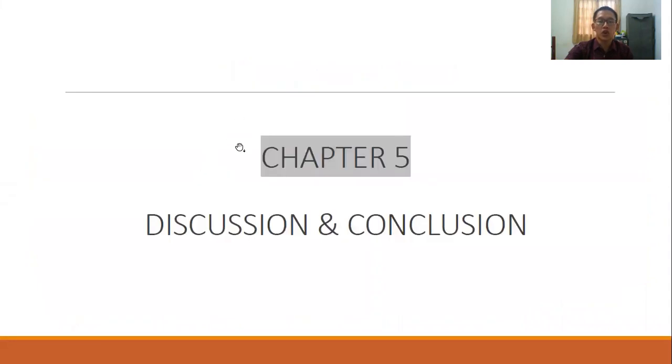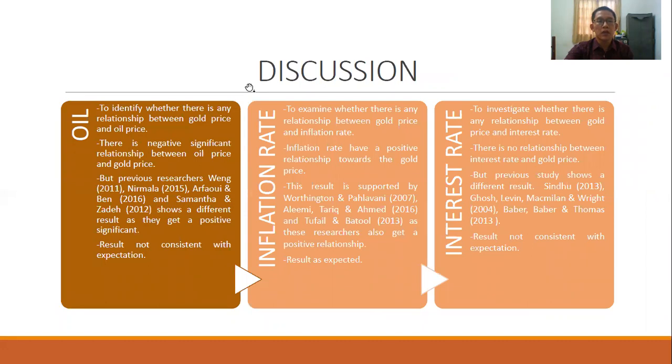Chapter 5, Discussion and Conclusion. The first IV is oil. The objective is to identify whether there is any relationship between gold price and oil price. There is a negative significant relationship between oil price and the gold price after we ran the test. But previous research by Wang, Nomala, Foy and Ben, and Samantha and Zadeh shows a different result as they get a positive significance. So we can conclude that this IV result is not consistent with our expectation in chapter 2.